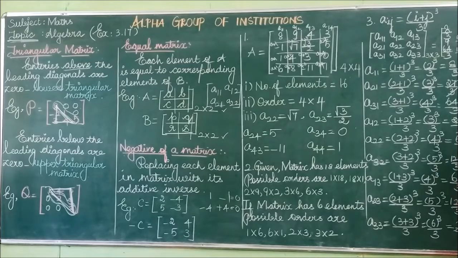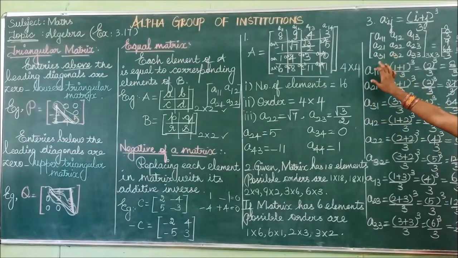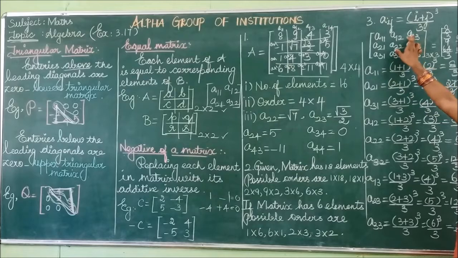So construct a 3 cross 3 matrix. So we have already constructed the 3 cross 3 matrix. They gave one format, Aij equal to (i plus j) whole power 3 divided by 3. So we have to apply for each and every term: A11, A21, A31, A12, A22, A32, A13, A23, A33. So after finding the values, you have to substitute them in the matrix. These form the 3 cross 3.